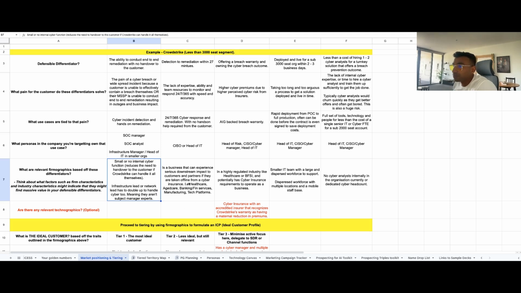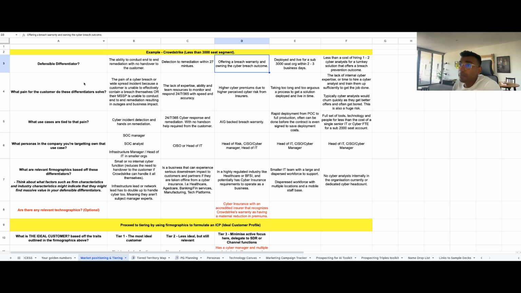So likewise, I looked at other firm characteristics. If we take a defensible differentiator, CrowdStrike, for example, offered a breach warranty. I still don't know if they're still doing this, but back when I was selling it, they had a breach warranty. That was one of a kind. No one had a warranty, right? No one in cyber did any kind of warranties or guarantees. There's just too much risk to take on. CrowdStrike did it at the time.